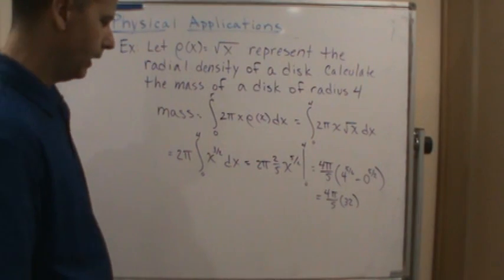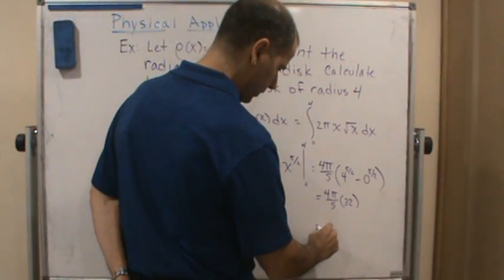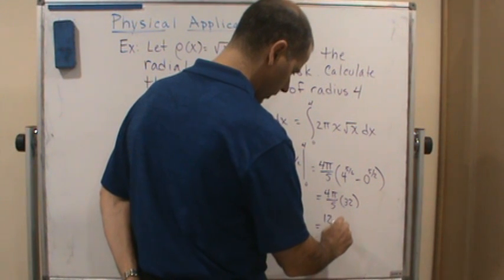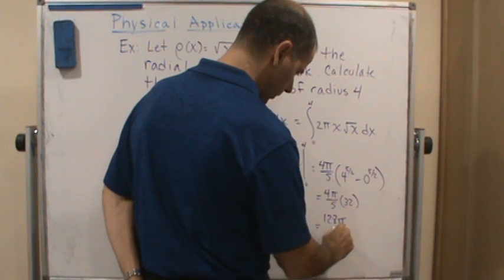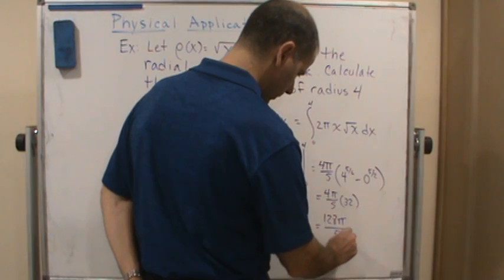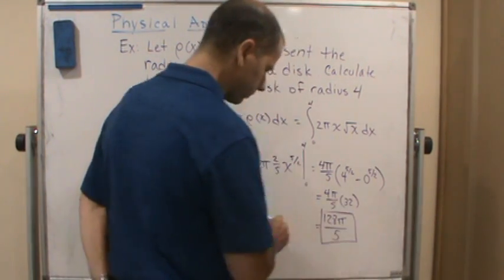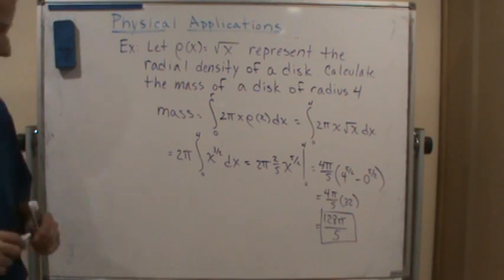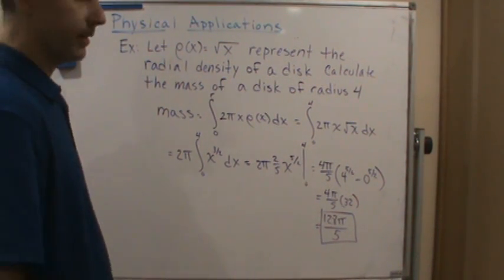Okay? And so this becomes what? 128 over, or well, let's do it, 128 pi over 5. And let me just check. And yep, that's correct. And that's it.